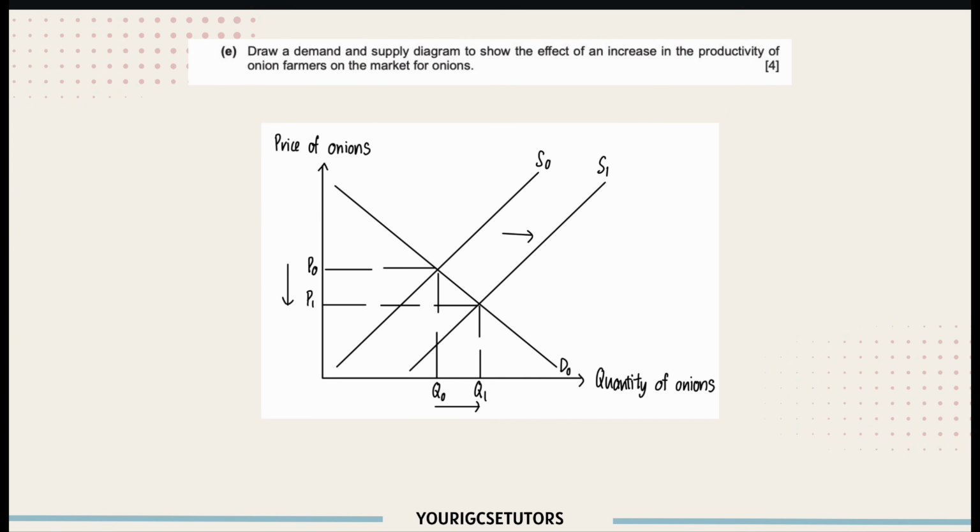Okay, so first you need to label the initial demand and supply curve, D0, S0, and the initial price and the initial quantity. After that, you just show the new supply curve by labeling as S1, and then you also need to put the new price and quantity here. The arrow is optional, but it helps you to see more clearly.